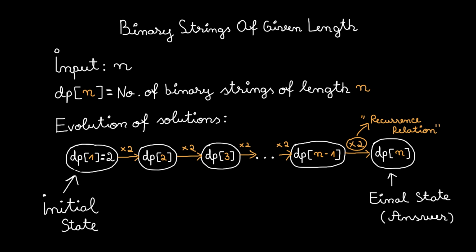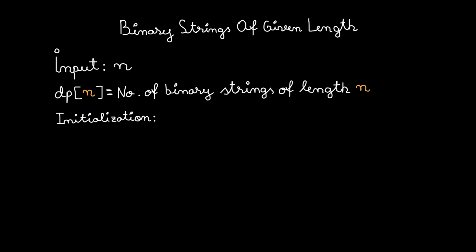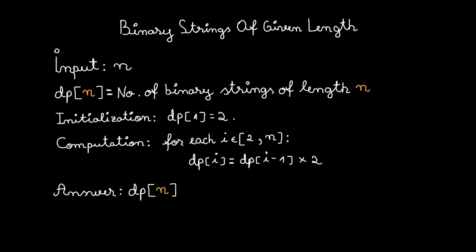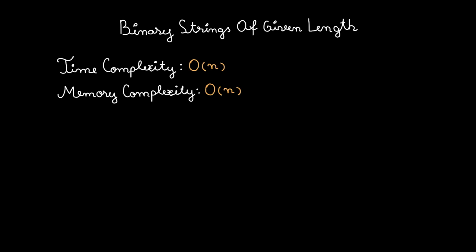So, for this problem, what we should do is first perform the initialization, which is dp of 1 equals 2. Then, perform the computation, which is for each i between 2 and n, dp of i equals dp of i minus 1 times 2, and in the end, return the answer, which is dp of n, and should be correctly computed. Both the time and memory complexities of this approach are big O of n.